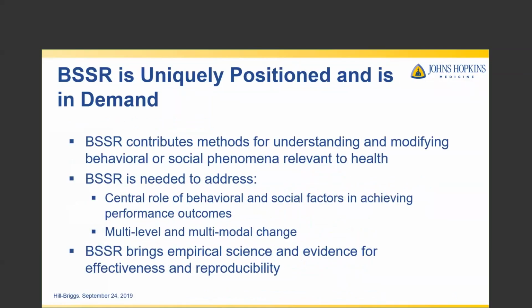So I contend that behavioral and social sciences research is uniquely positioned, and it is in demand. Healthcare organizations and stakeholders are actively seeking the work of behavioral and social science to help meet the needs of transformation. And so what does behavioral and social sciences research do? It contributes methods for understanding and modifying behavioral and social phenomena relevant to health. It addresses the central role of behavioral and social science factors in achieving performance outcomes. It addresses the needs for multi-level and multimodal change, and particularly not only in individuals, but in organizations. And critically, it brings the empirical science and the evidence for effect and reproducibility.